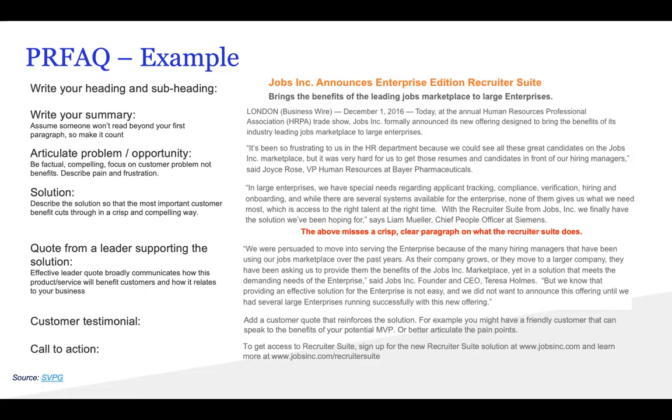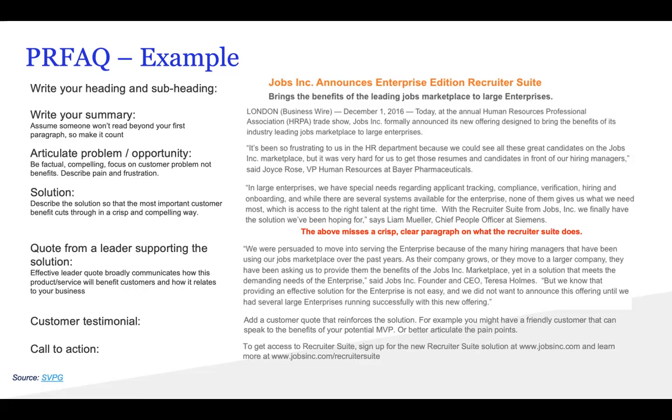The second section is about the problem and the opportunity. So here, elaborate on what the customer problem is, describe the pain, describe the frustration, but be factual and be compelling. Don't over embellish. If you can have a quote from a customer that actually validates this problem, even better, and that'll make a stronger case.